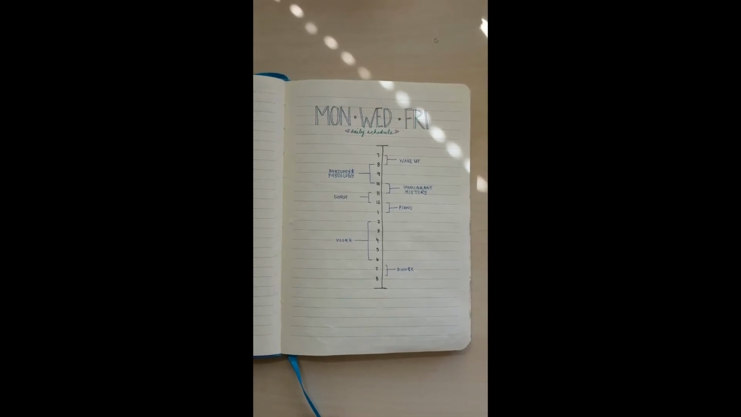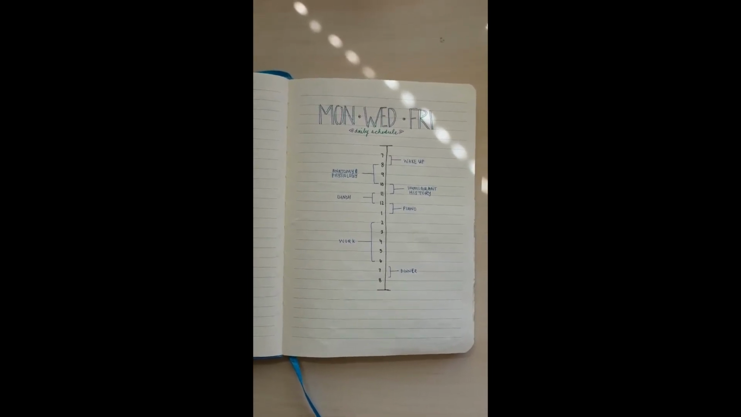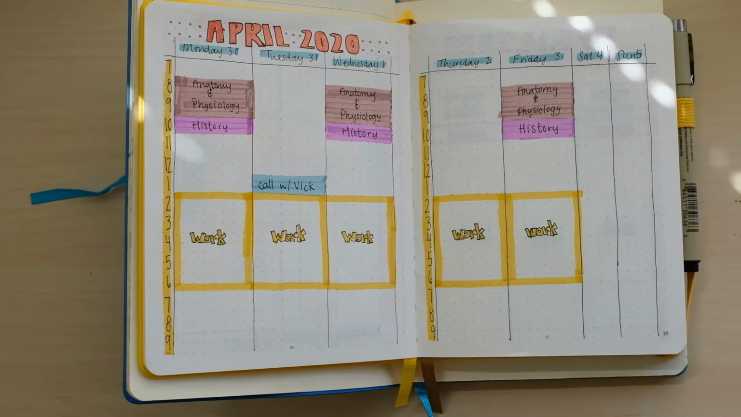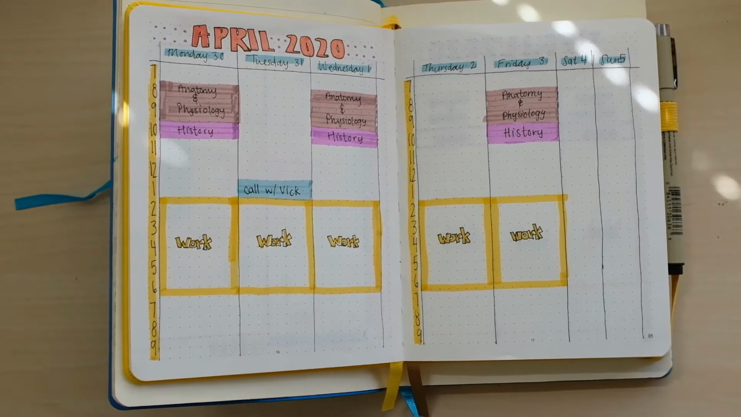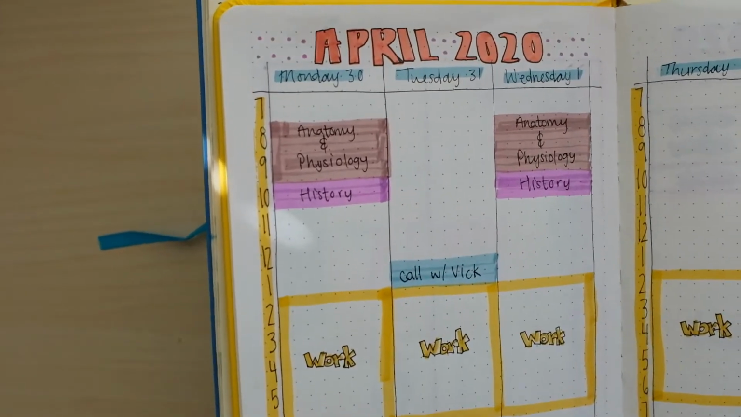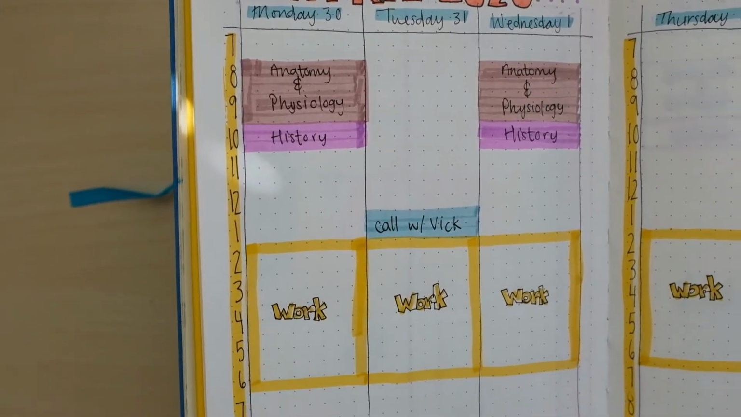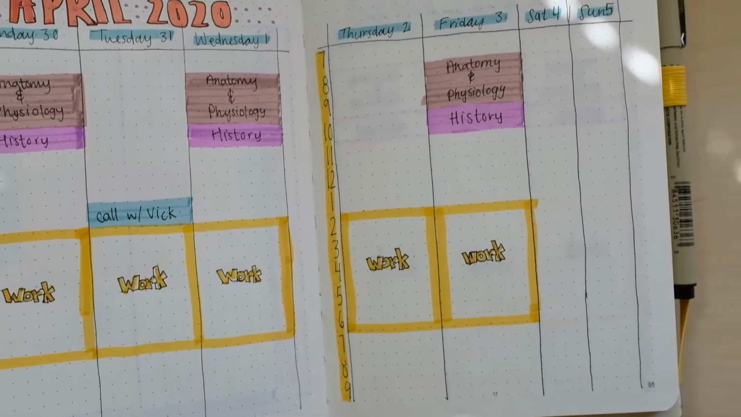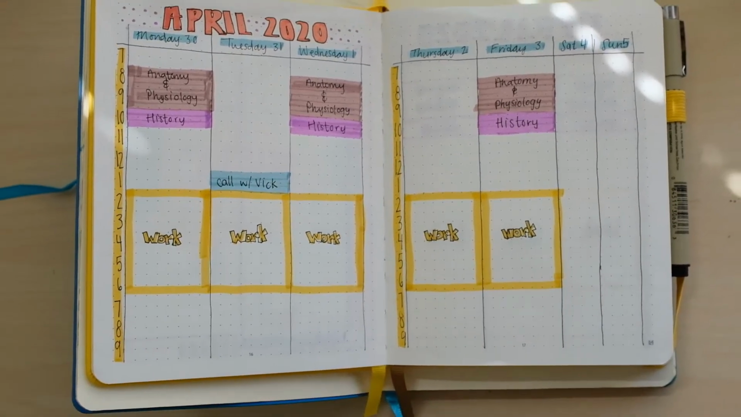And the other method that we are going to be using today is a weekly spread. So this is a little bit more detailed, a little bit more laid out. So if you have a changing schedule or if you have a bunch of tasks or notes that you want to write down, then this is another option for you.